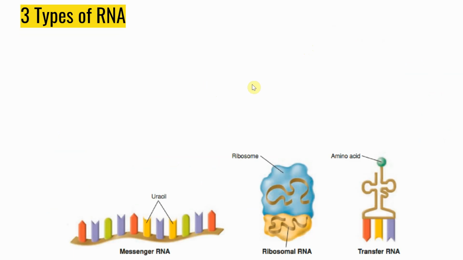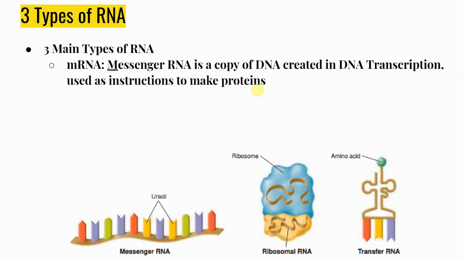And then the last thing I want to talk about in this video is that there are actually three different types of RNA that we're going to be focusing on going forward. So the first main type that we want to keep in mind is this molecule called mRNA. Whenever we're talking about different types of RNA, we're going to put a lowercase letter in front of it to differentiate between the different types. This lowercase m stands for messenger RNA. And if you know what a messenger is, it's someone or something that carries a message from one thing to another. And that's exactly what mRNA does. So messenger RNA is a copy of DNA created in DNA transcription. And it's used as instructions to make proteins.